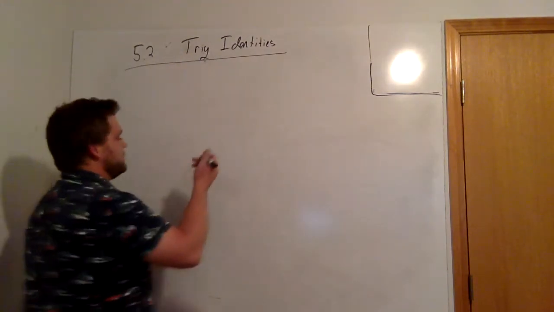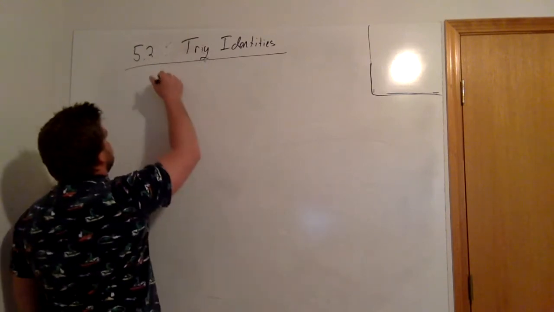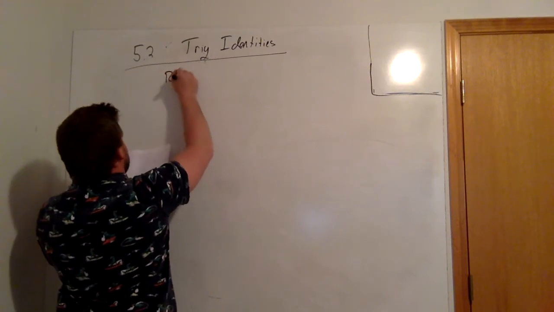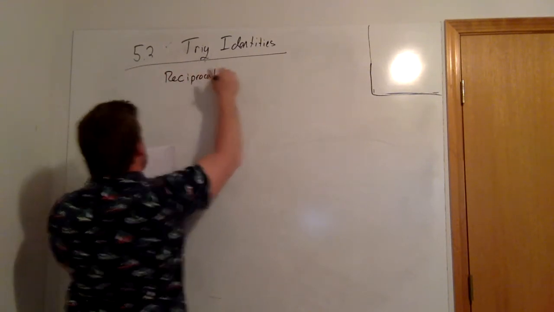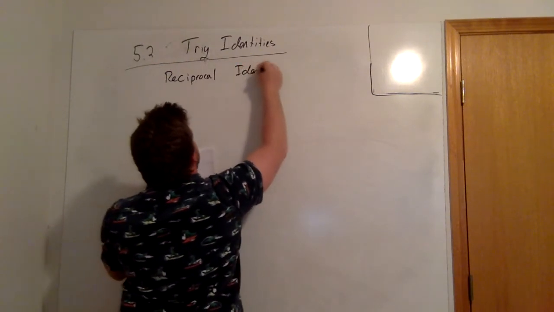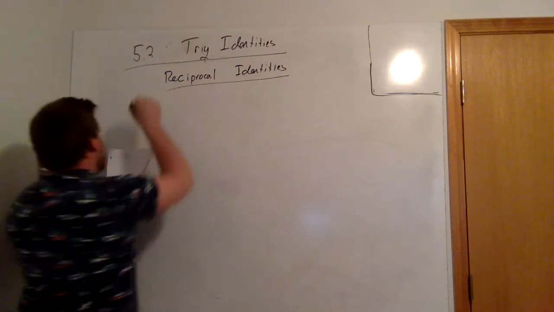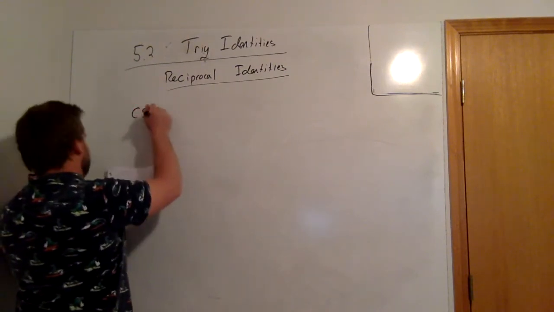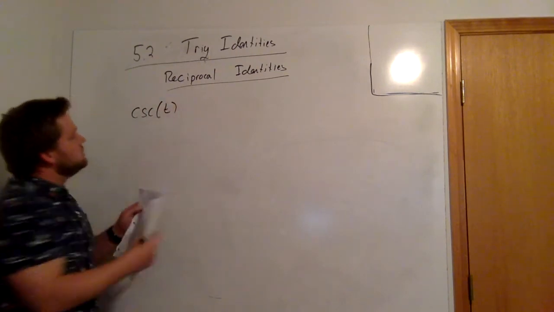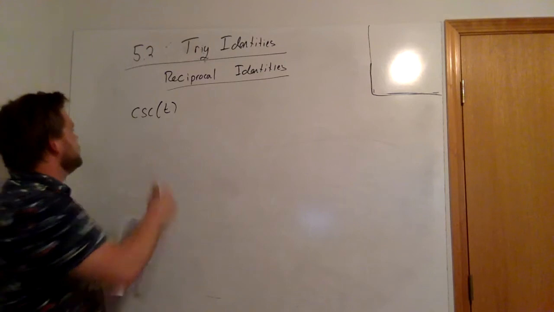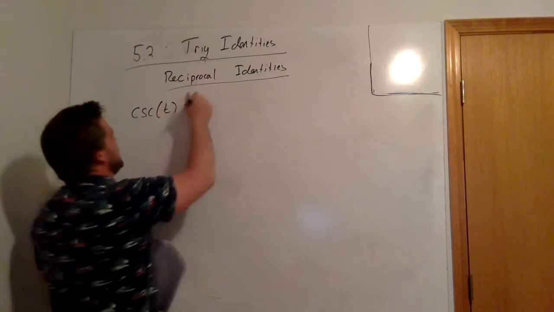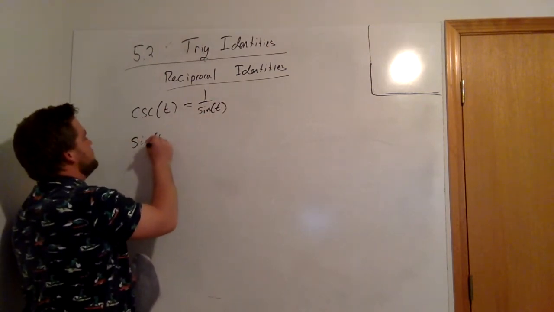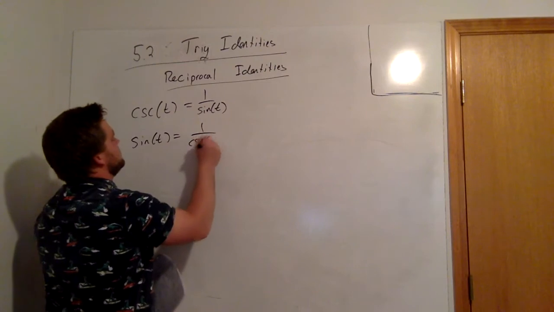The first ones that we've already talked about are called the reciprocal identities. These come from the definition of sine, cosine, and tangent. We've already been working with them, but it's good to write them down again. The cosecant of t, or equivalently of theta, is the reciprocal of sine, so it's 1 over sine of t. Or equivalently, sine of t is the same thing as 1 over cosecant of t.